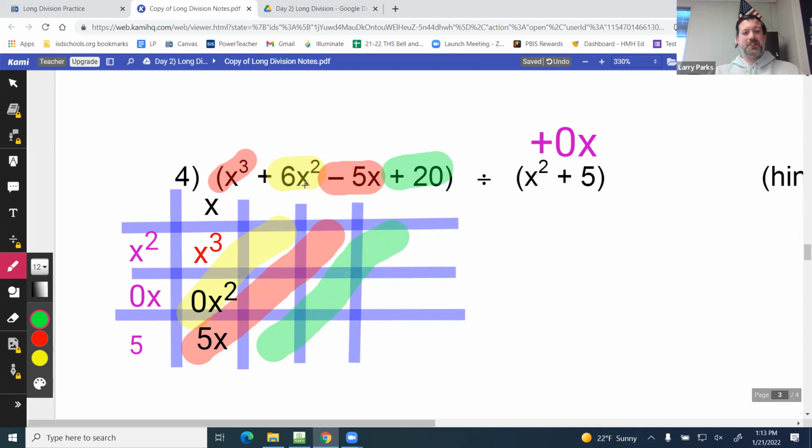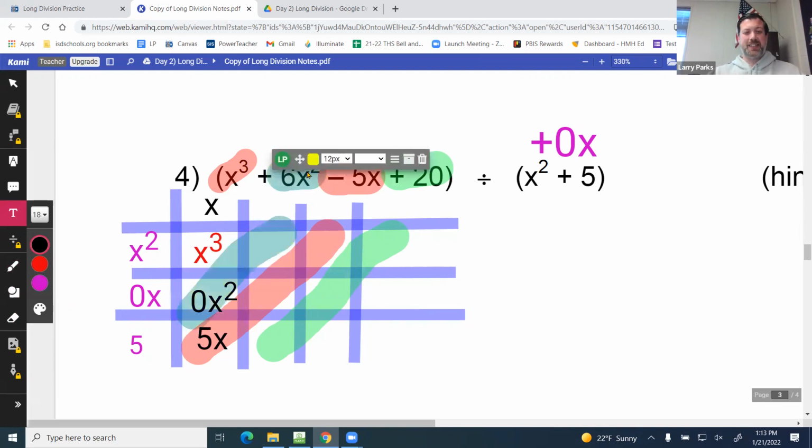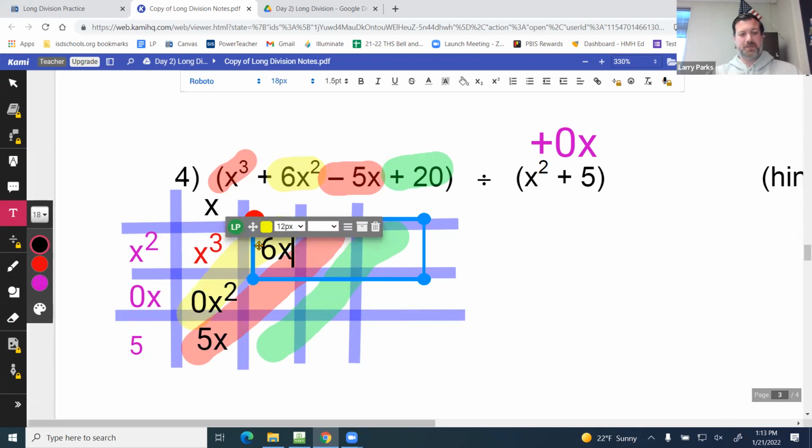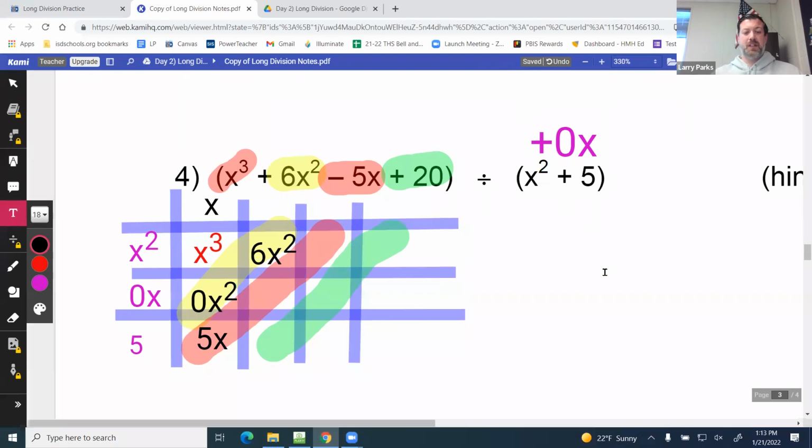So when we're looking, we're trying to get 6x squared. I'm going to use black since I already used color. So I need 6x squared. I already got 0x squared. And you add here, remember you add the diagonals. So 0 plus what is 6? That'd be 6x squared. All right, well, we're good.